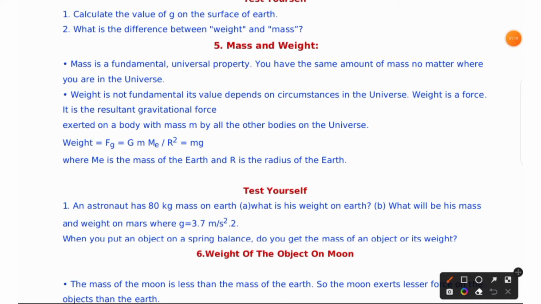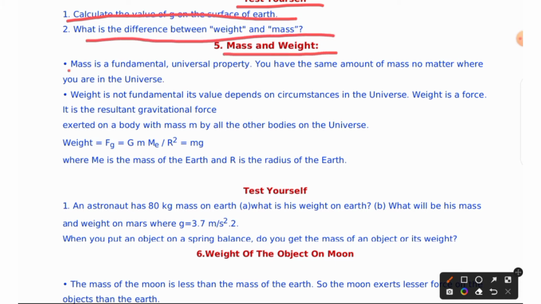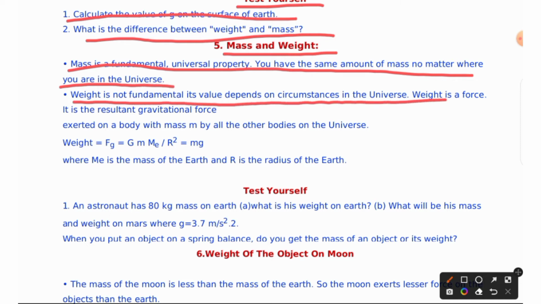Test yourself. Calculate the value of g on the surface of Earth. What is the difference between weight and mass? 5. Mass and weight. Mass is a fundamental, universal property. You have the same amount of mass no matter where you are in the universe. Weight is not fundamental, its value depends on circumstances in the universe.